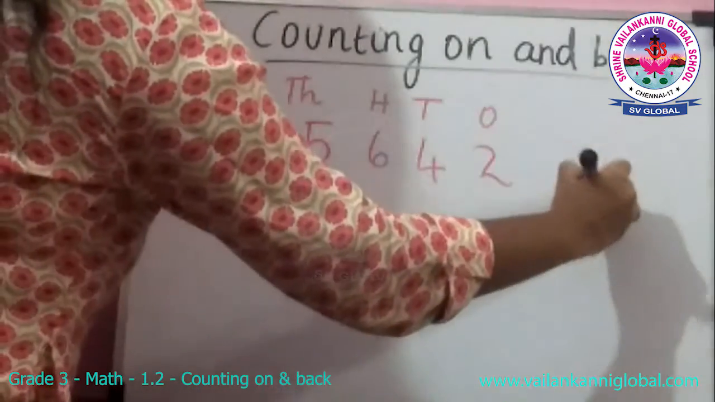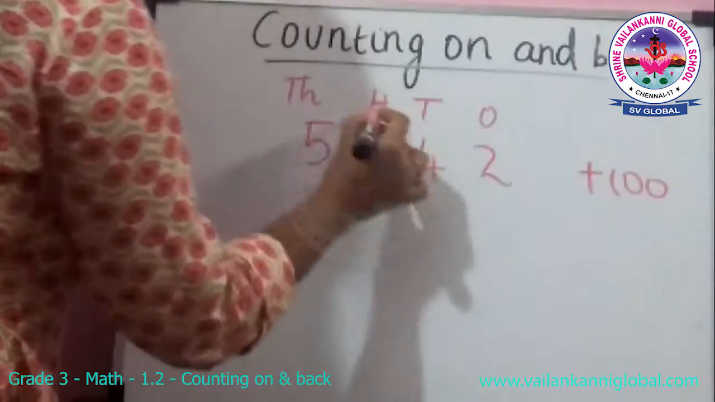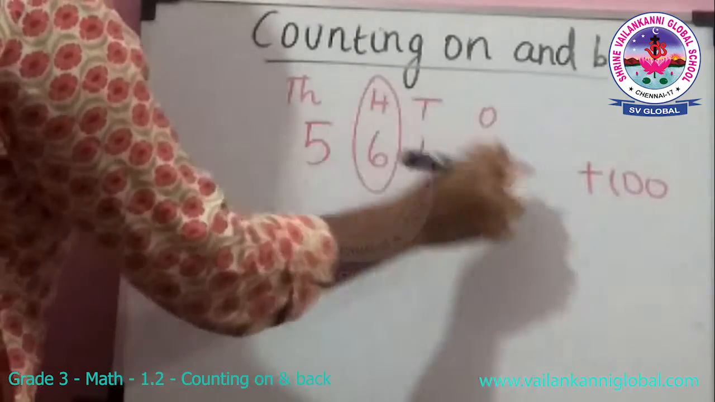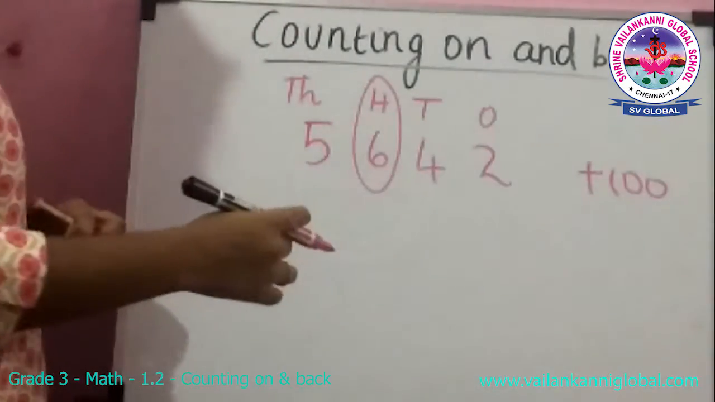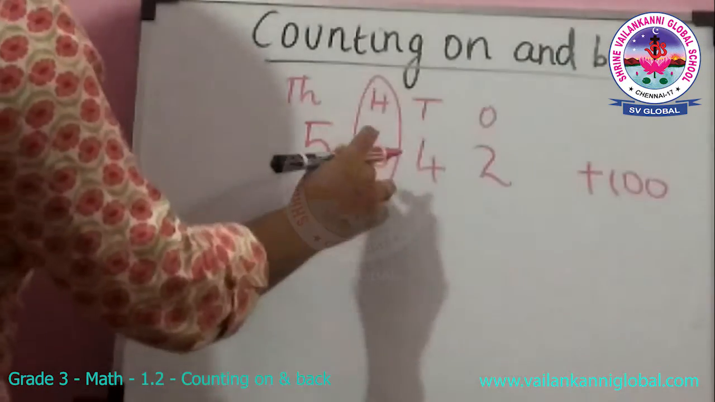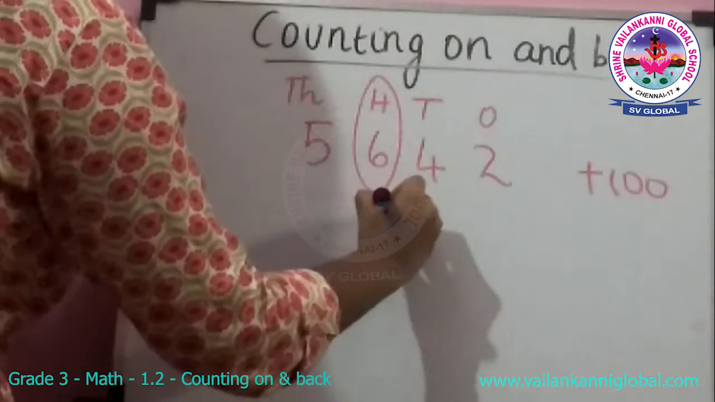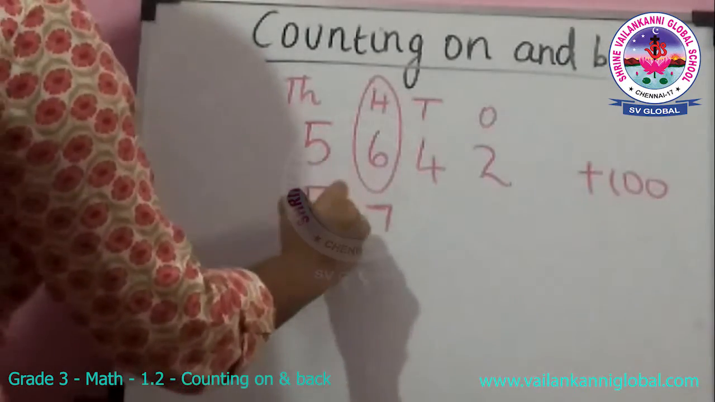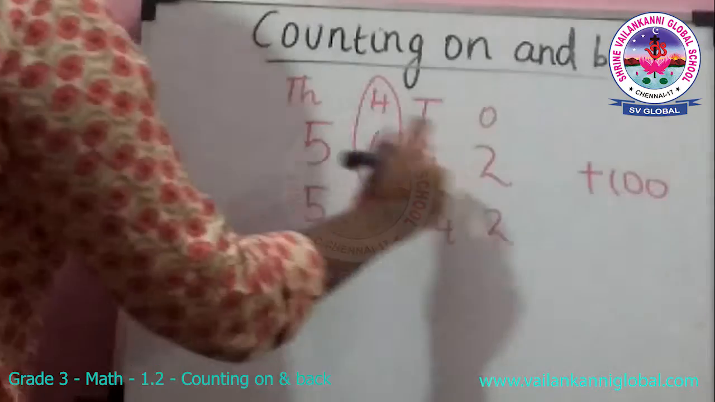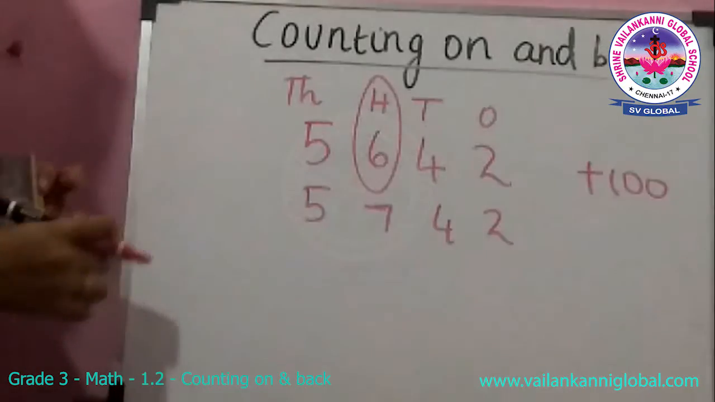So if you want to add 100 to this number, what do you have to do? 100 is where? In this column. Already 600 is there. So if you add 100, only this will change. So this will become 7. You are adding 100, so it will become 5742. Only the hundreds place will change.